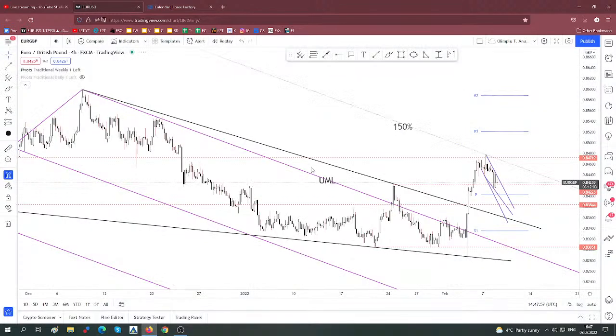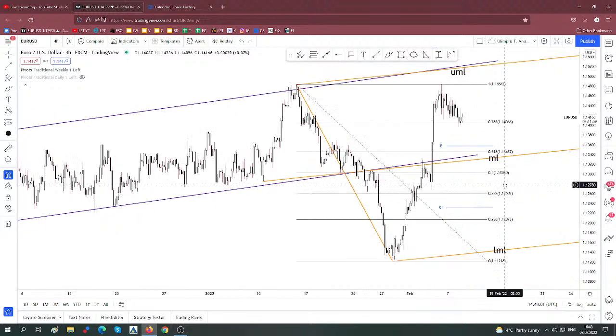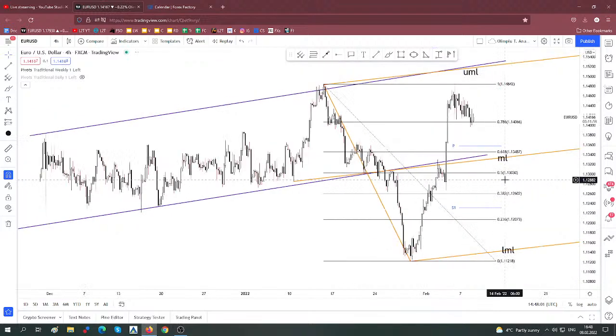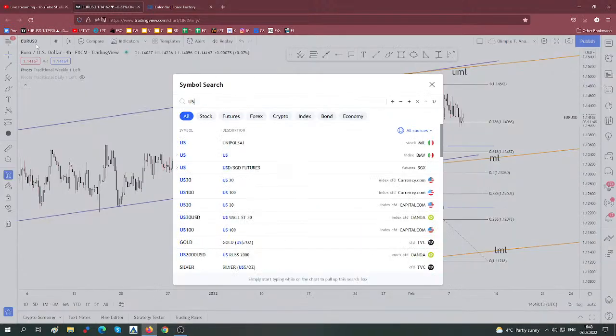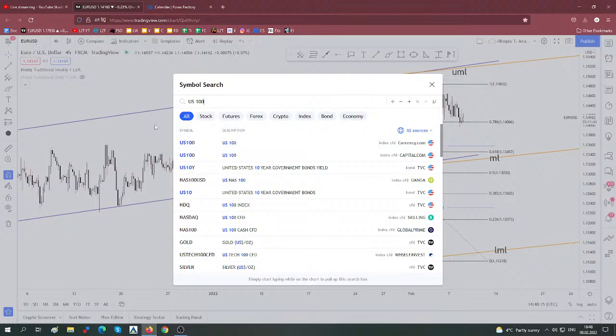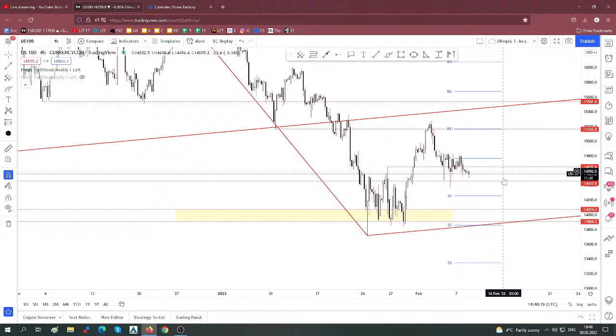Euro US dollar, guys. If you remember, I've talked about euro versus US dollar before. Could you please analyze Australian dollar, US dollar, Juan Felipe? I will take a look. Or actually, first of all, US 100. So the Nasdaq.